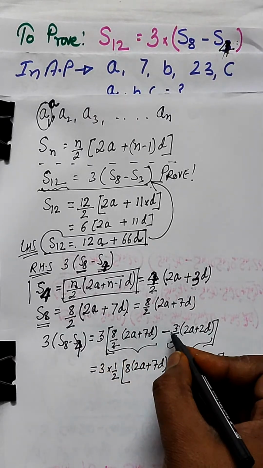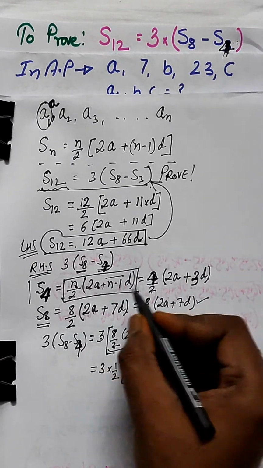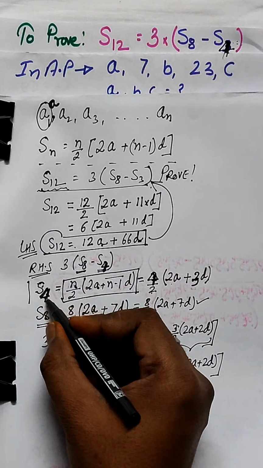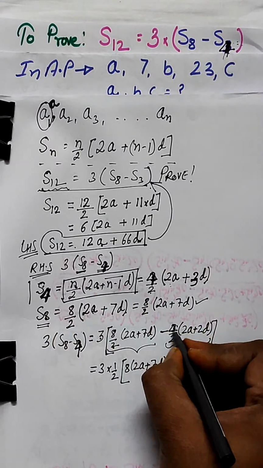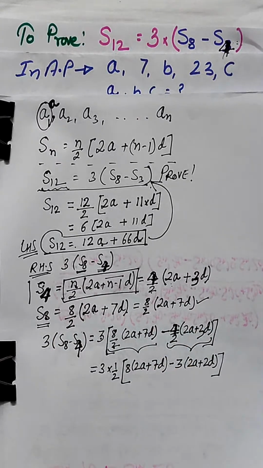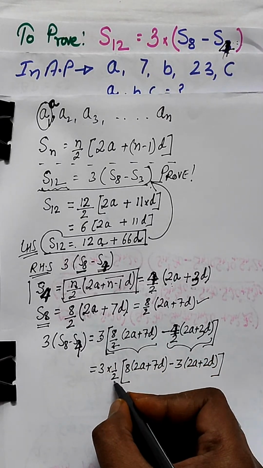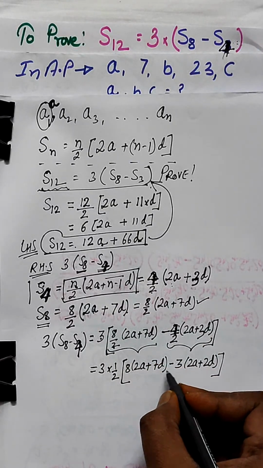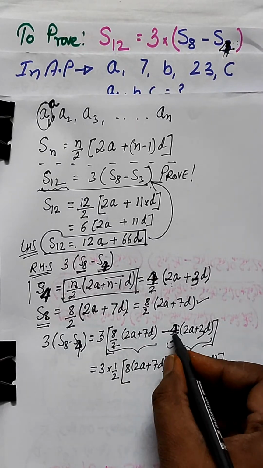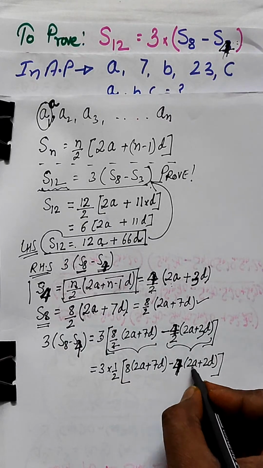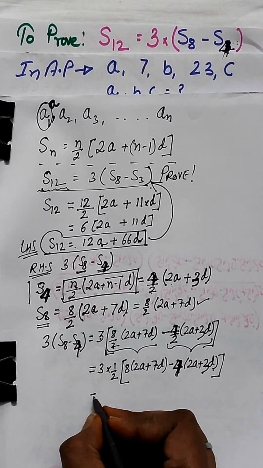So we are getting 8 by 2 into 2a plus 7d. The value of S8 will be the same, but in place of S3, replacing it with S4, we get 4 by 2 times 2a plus 3d. Taking 1 by 2 common, this will be the same, and 8 times 2a plus 7d will be left with minus 4 times, since this was S4 instead of S3, 2a plus 3d, right? Now, going to the next step.